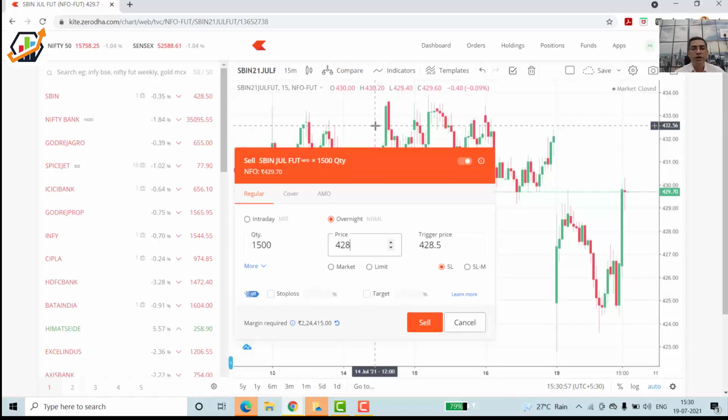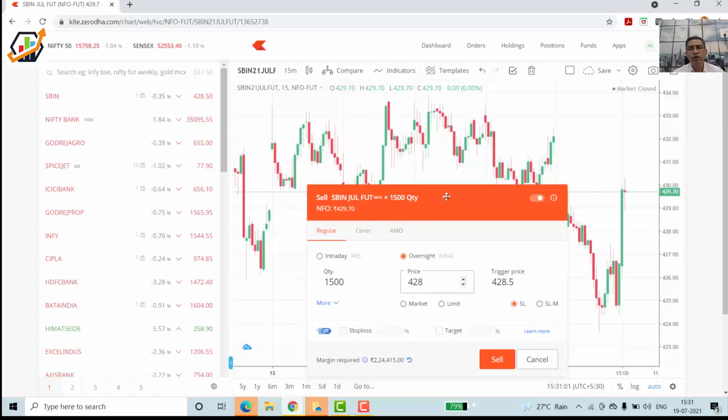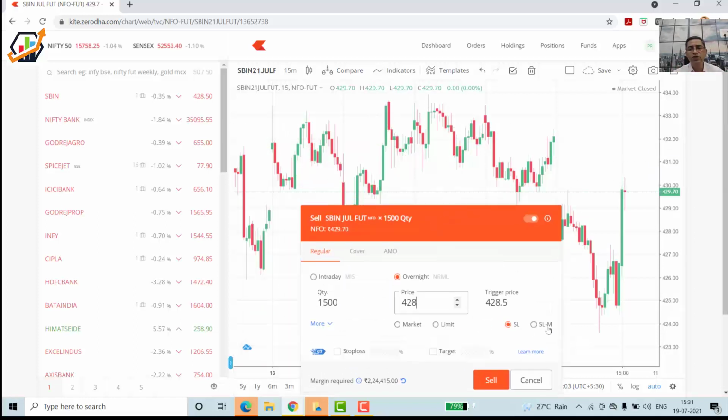In that case, what happens is that this order might remain unexecuted and your losses might continue or your profits might start reducing. So in that case, there's another better way which you can do: you can select something called a stop loss market order. In the stop loss market order, you just put 428 as your trigger price. So you need to put only one price as a stop loss market price. Let us say around 428.